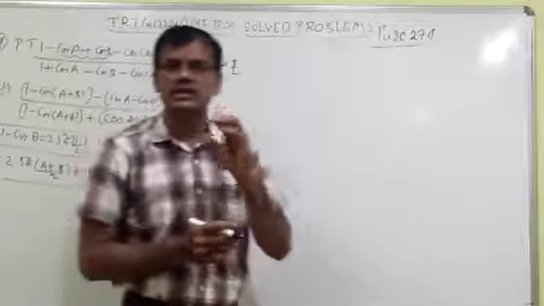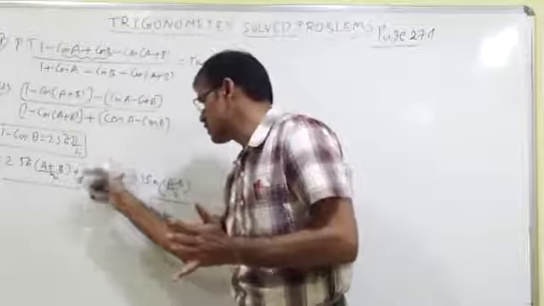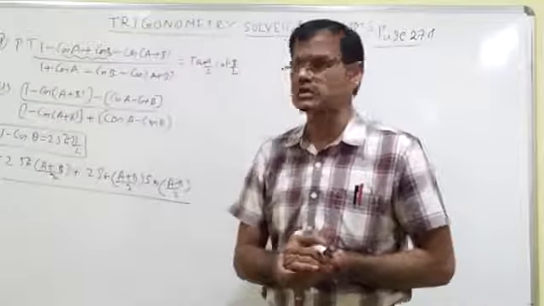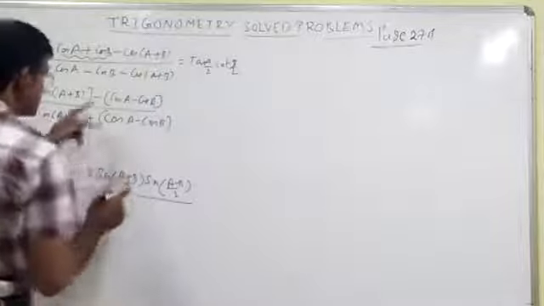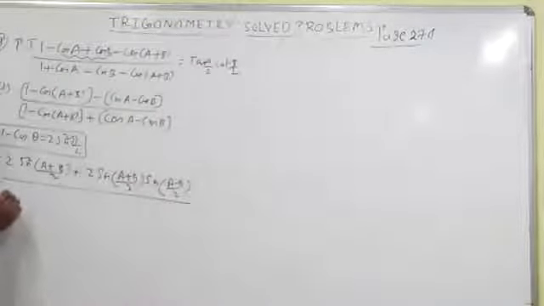Fifth formula is said in transformations, product to sum or sum to product. You should not forget and revise the formula cos C minus cos D equals minus 2 sin of (C plus D) by 2 into sin of (C minus D) by 2. Instead of minus I had written plus. Because minus of minus becomes plus, 2 sin of (A plus B) by 2 into sin of (A minus B) by 2 is to be written.